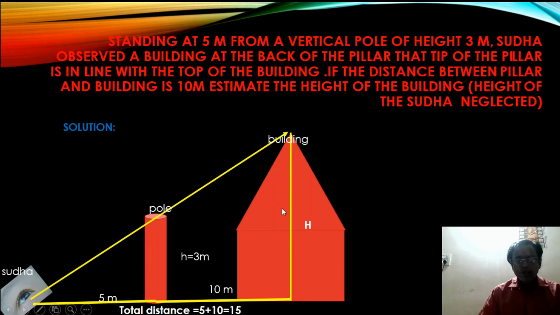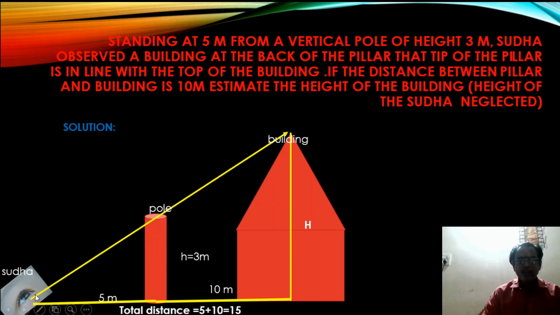Okay, so by which way can we solve this? Simple children, by using the scale factor of proportionality. Here two triangles are formed. One is with the pole and the other is with the building. Okay, so here Sudha's height is not considered, that's why I am taking only one eye figure.